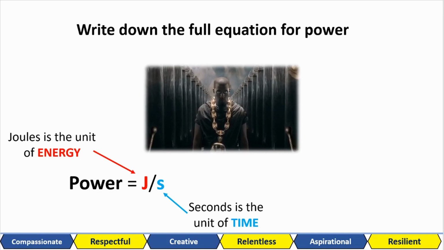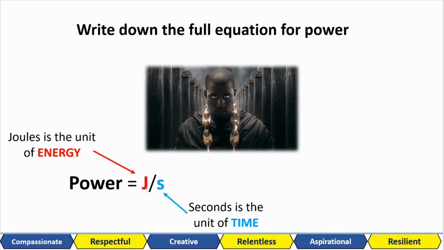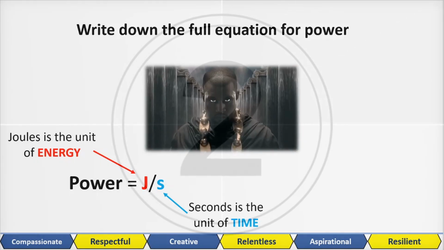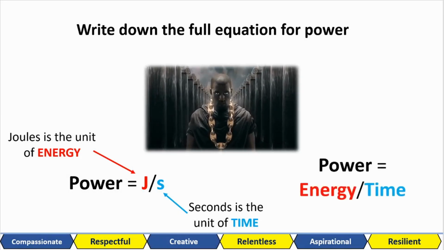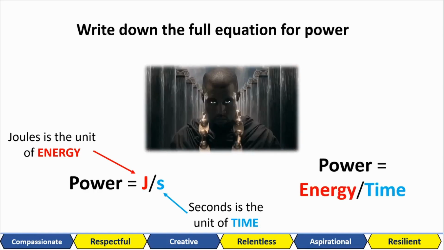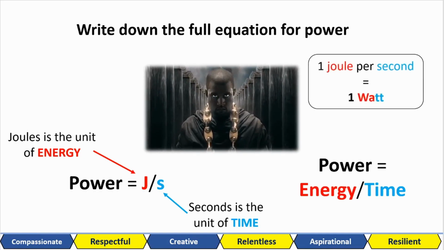As we just saw, power looks like this. See if you can work out what the equation for power is. Power is energy over time, and the unit is technically joules over second, but we have a special name for this. It's called a watt.